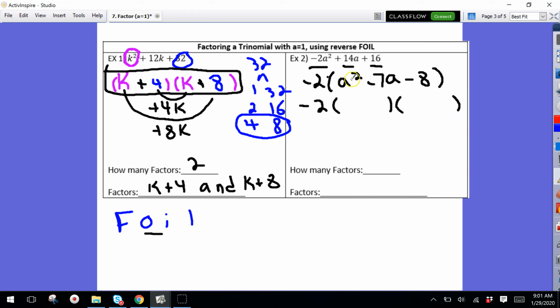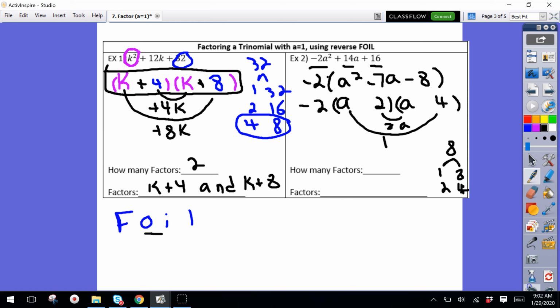And so in order to get a squared, we're going to do a and a. In order to get 8, well, there's multiple possibilities, right? I can either do 1 and 8, I can do 2 and 4. And that's about it. So let's try 2 and 4 first. Well, my inner would be 2a, and my outer would be 4a. There is no way to get a 7. If I add them both, I get 6. If I subtract them, I get a -2. So 2 and 4 don't work, and that's okay. That 2 and 4 are not going to be my last terms.